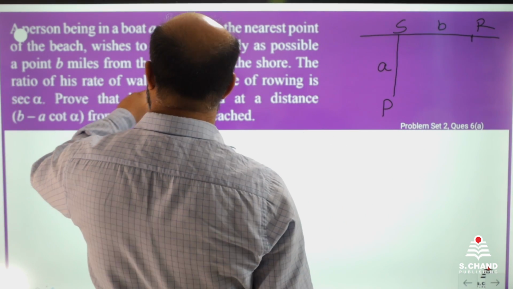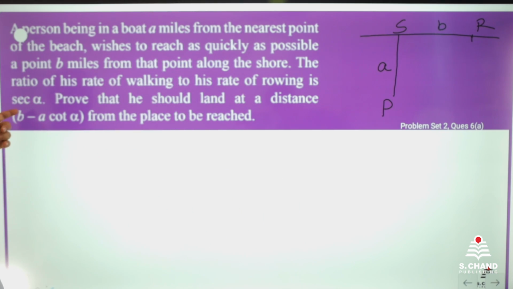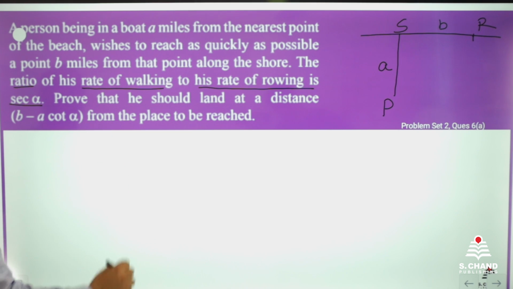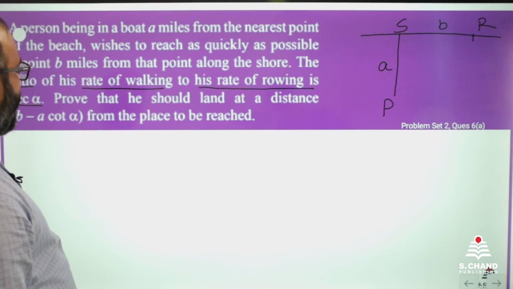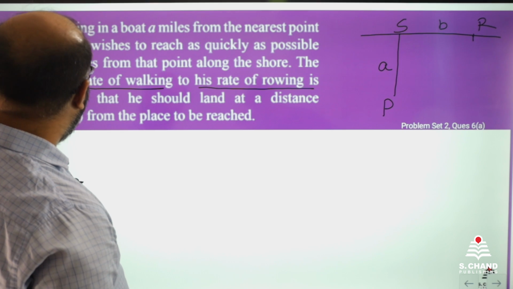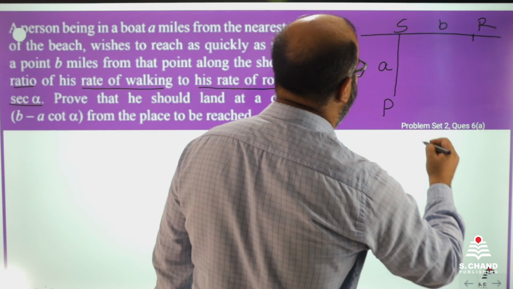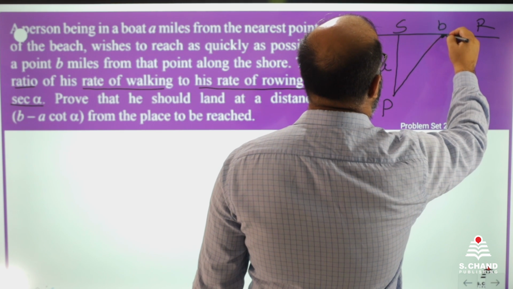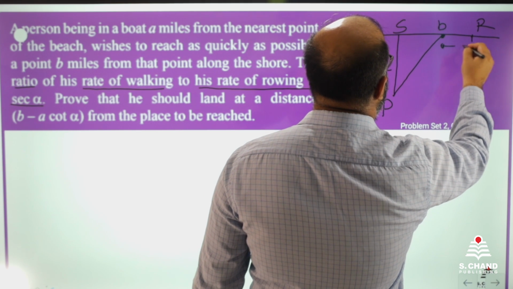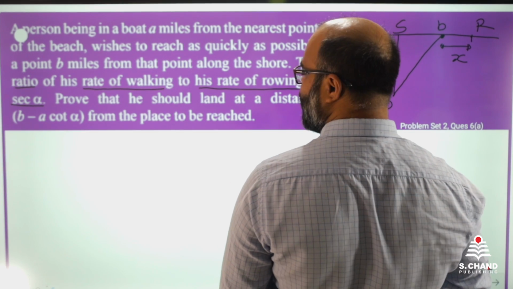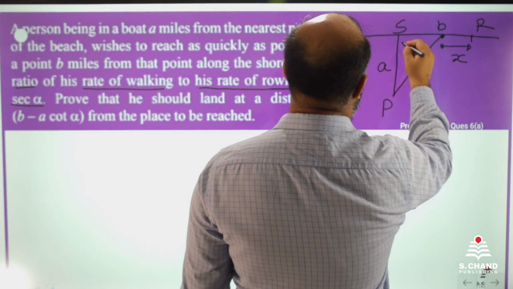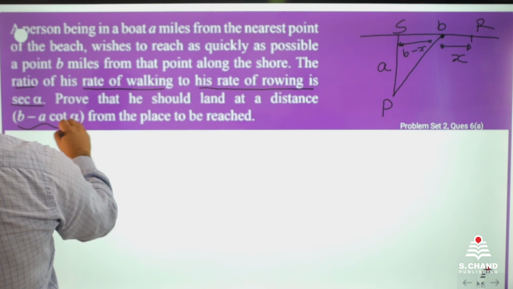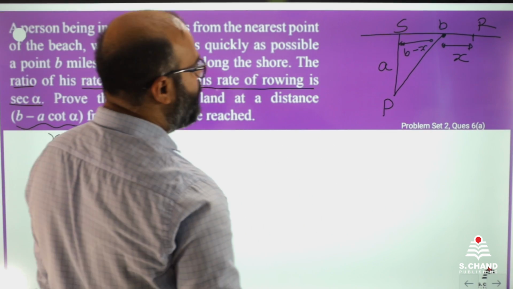The ratio of his rate of walking to his rate of rowing is sec alpha. So ratio of his rate of walking to his rate of rowing is sec alpha. Prove that he should land at a distance B minus A cot alpha from the place to be reached. So let us suppose this is the point where he has landed and this is at x distance which we have to find, and this is B minus x. Now you have to find that x is B minus A cot alpha for the minimum time.